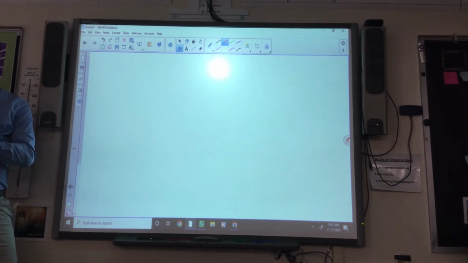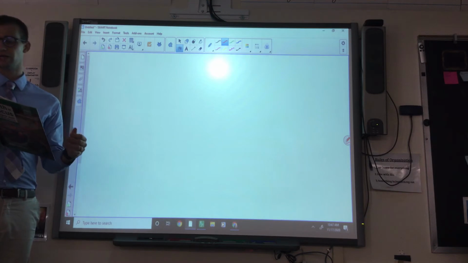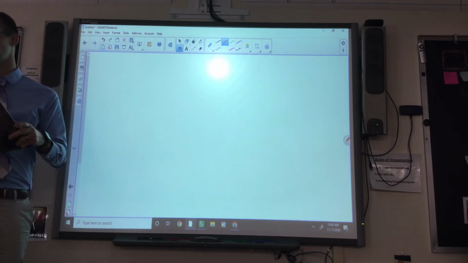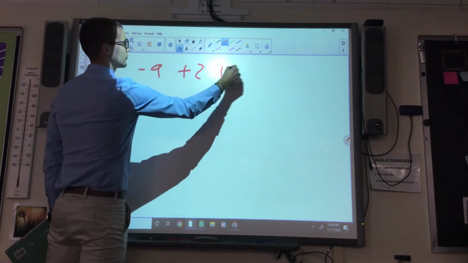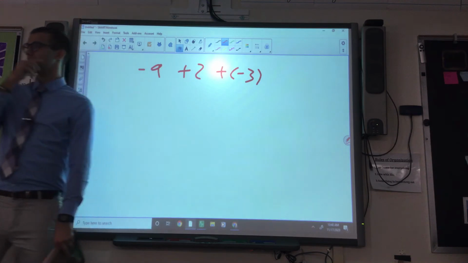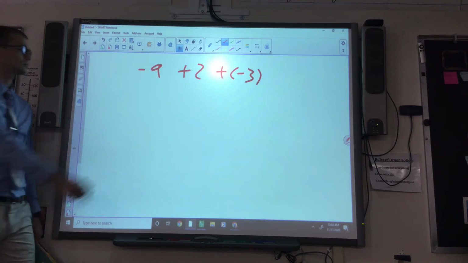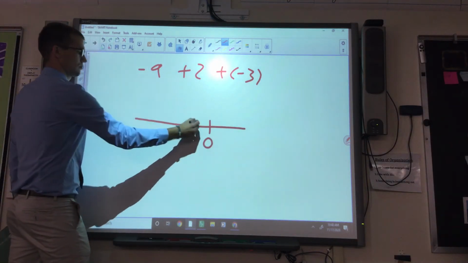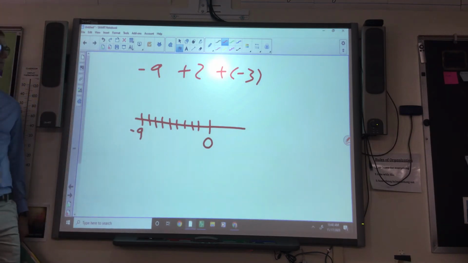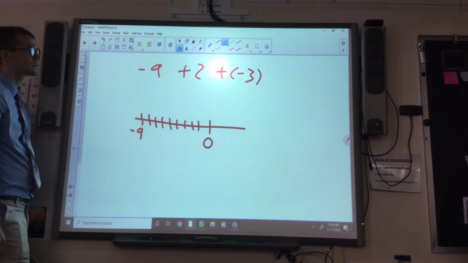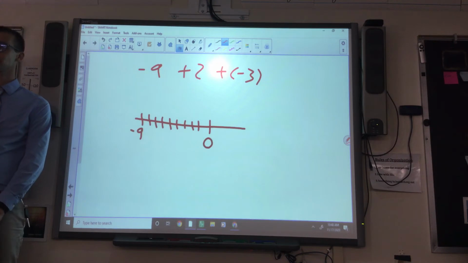All right, next page. Here we're doing integers with different signs. So negative 9 plus 2 plus a negative 3. Negative 9 plus 2 plus a negative 3. What do we do here? Yeah? So you do a number line first. Put on 0, and then you do negative 9. And then you do negative 3 again. No, you do positive 3.